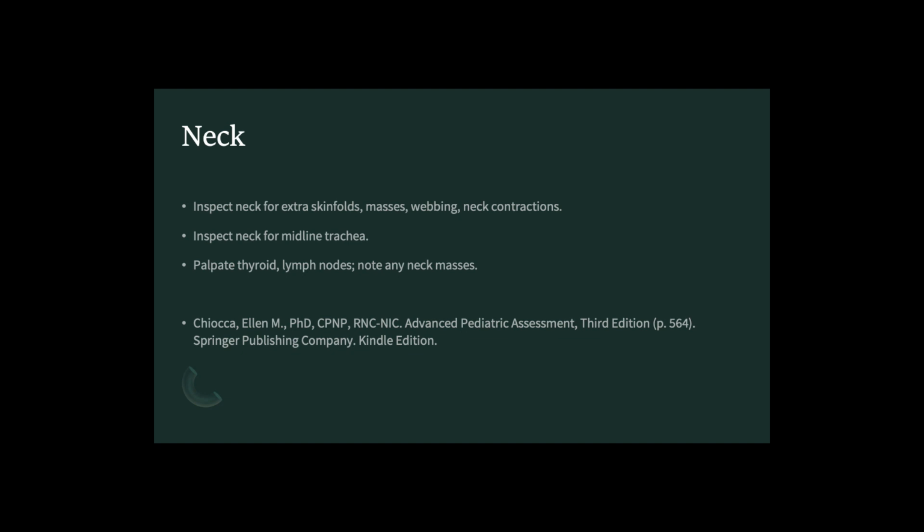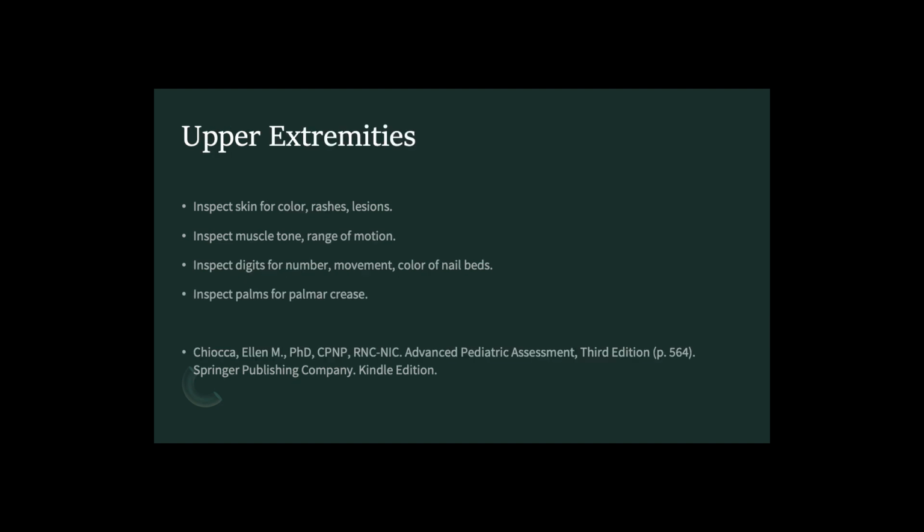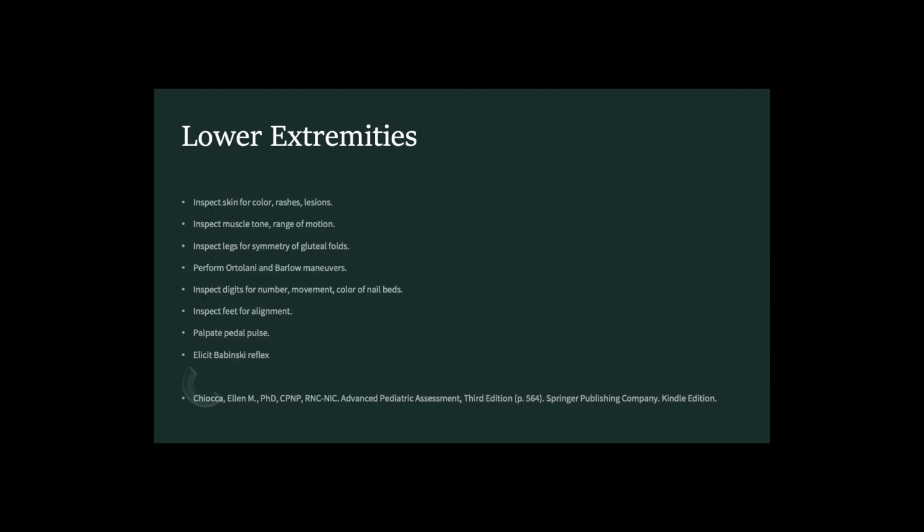For the neck, we're going to be looking for extra skin folds, and then we're going to be palpating for any lymph nodes. For upper extremities and lower extremities, we'll be looking for muscle tone. We're going to be counting the number of digits. We're going to be noting the color of the skin and the nail bed, and looking for any evidence of genetic diseases such as palmar creases. Now with the lower extremities, we're also going to be checking their hips with the Ortolani and Barlow maneuvers.